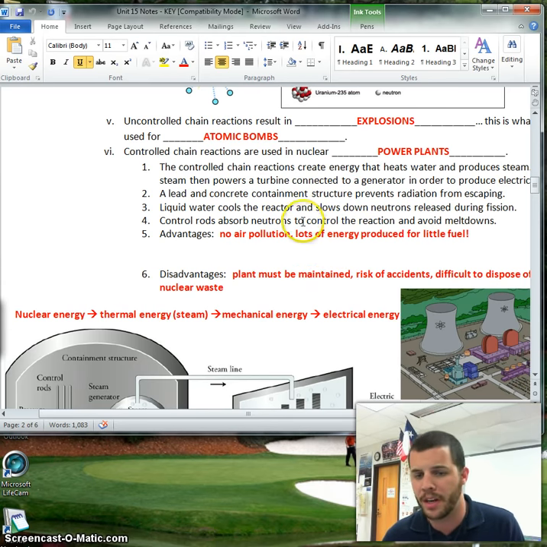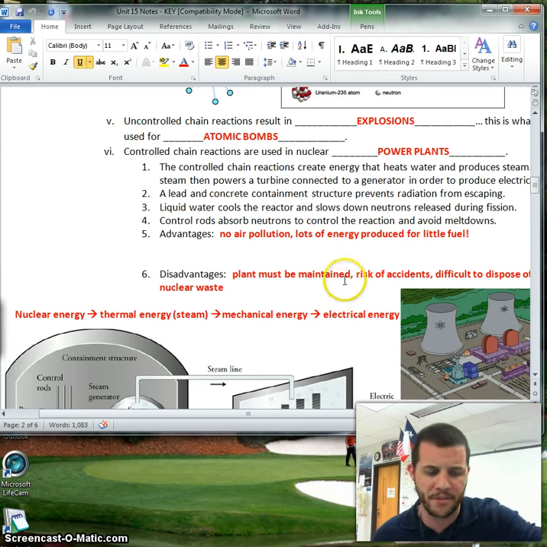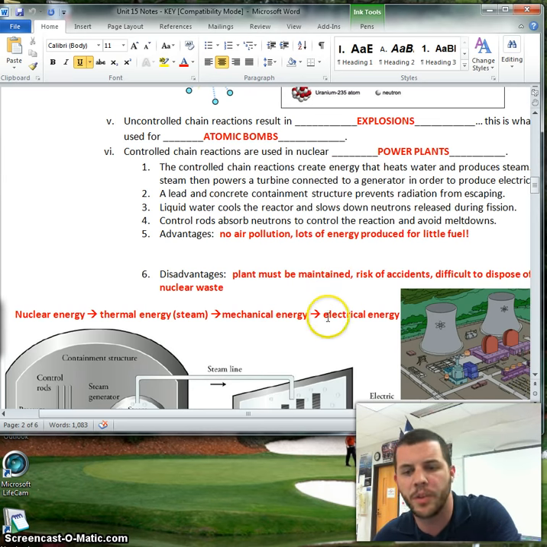The bad part is that the plant has to be maintained. Okay, there is a risk of accidents like, what was it, the Fukushima plant in Japan, after the tsunami hit, and now they're dealing with all of that. And it can be difficult to dispose of nuclear waste.